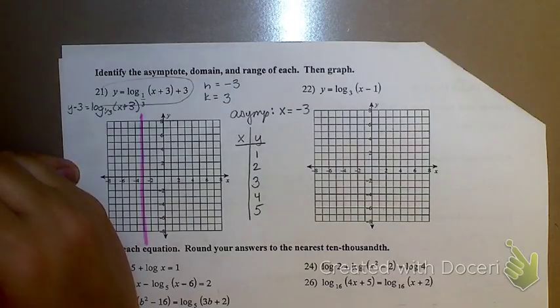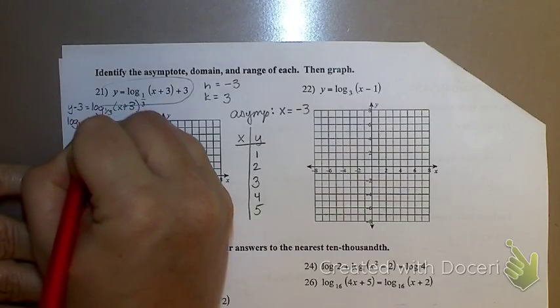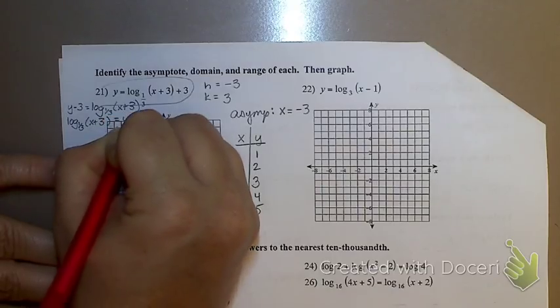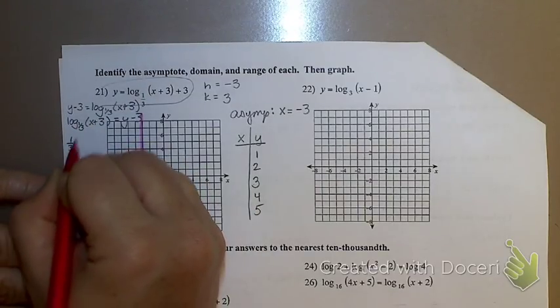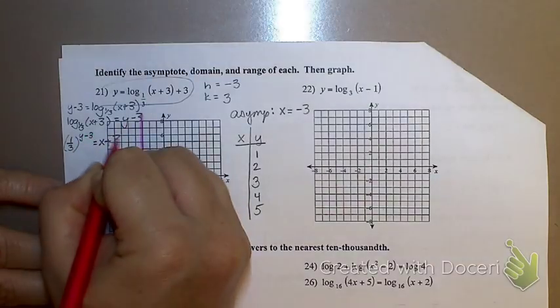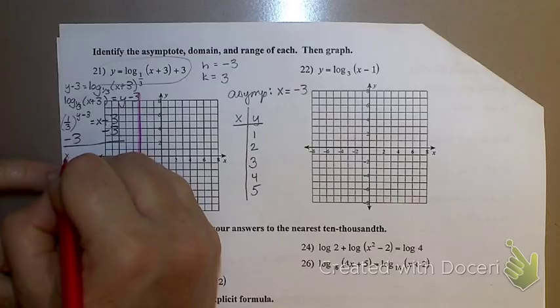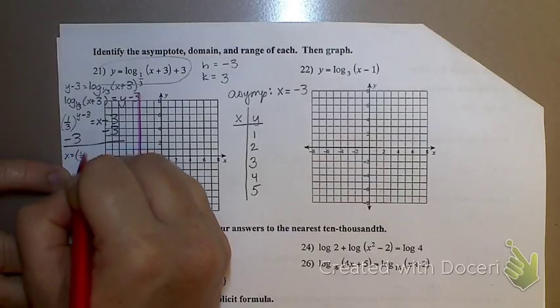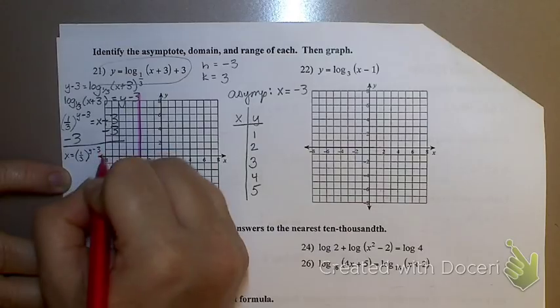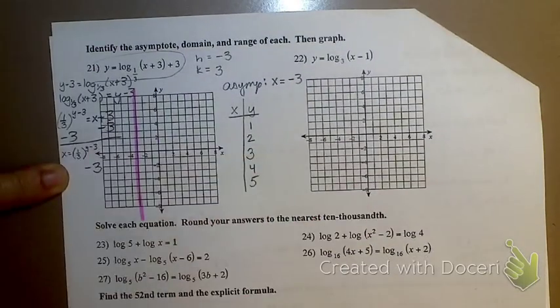Go to exponent form. It's easiest to go to exponent form if your log is on the left. So log base 1/3 of x plus 3 equals y minus 3. So I have 1/3 as my base. My exponent is y minus 3 equals x plus 3. Subtract your 3. So x equals 1/3 to the y minus 3 minus 3. That's my equation that I'm plugging these guys into. Again, changing it to exponent form and just getting x by itself.